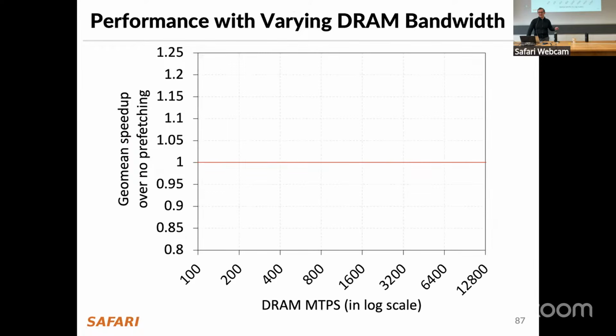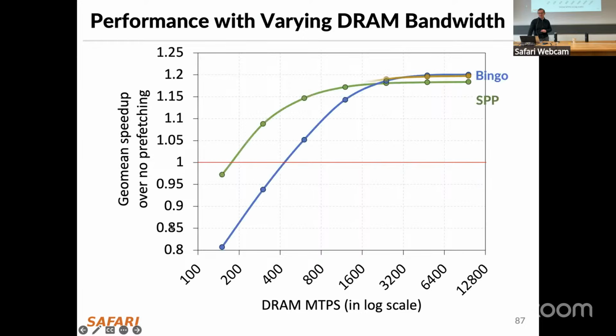Okay, so this is another interesting picture. What happens if you have varying DRAM bandwidth on a single core? On the x-axis, you have DRAM mega transactions per second that you have available to the core. On the y-axis, you have geometric mean speed up over no prefetching. And these are the curves that you get for state-of-the-art prefetchers. And if your bandwidth is very limited, as you can see over here, you lose performance compared to no prefetching.